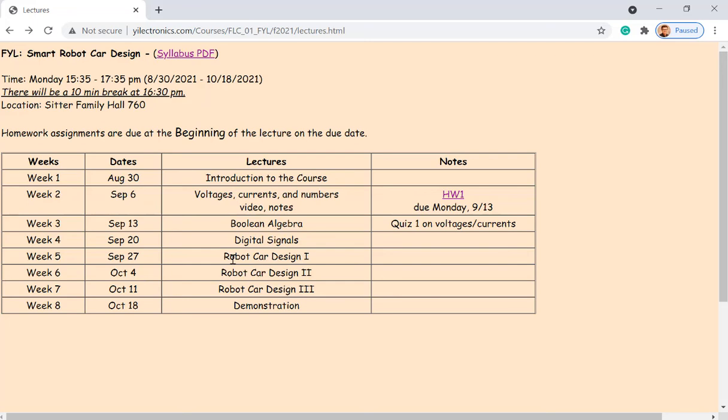Any comments? Any questions? No? Will we be able to work on the robot car outside of class? Yes. Okay. You just don't have the tools. Right. Parts.